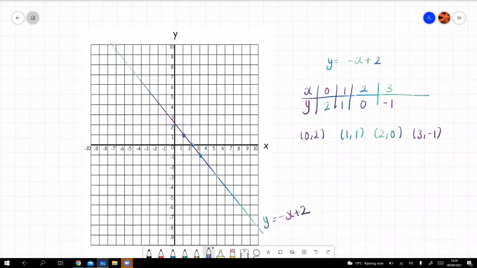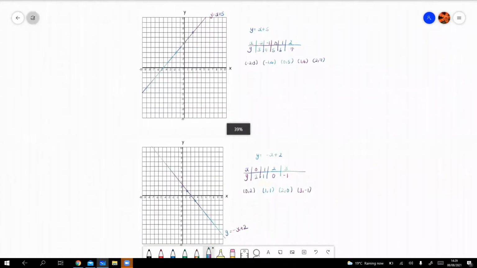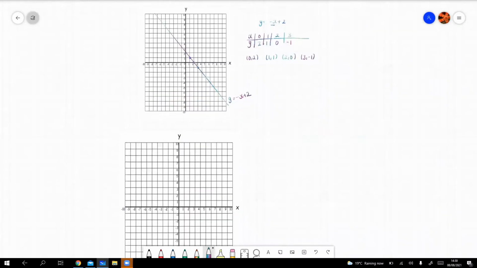Okay, and what you can see is if I zoom out a little bit, the difference between these two graphs: that was a positive gradient because it was a positive number of x. This is a negative gradient because the number in front of the x is a negative, which is -1. And you could see if it's positive, your graph's going upwards, but if it's negative, your graph's going downwards. Okay, let's have a look at another example.